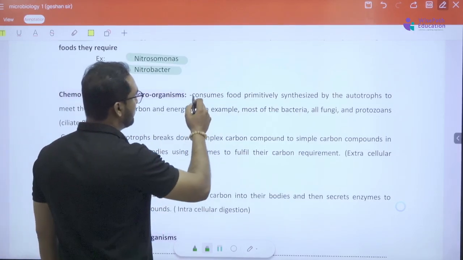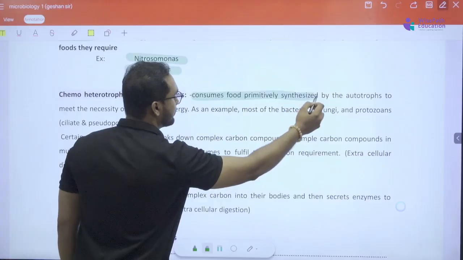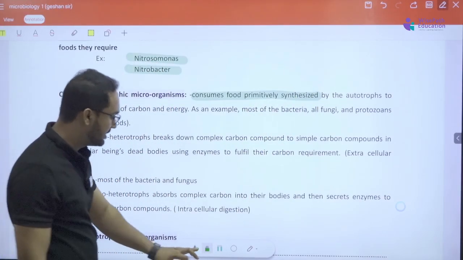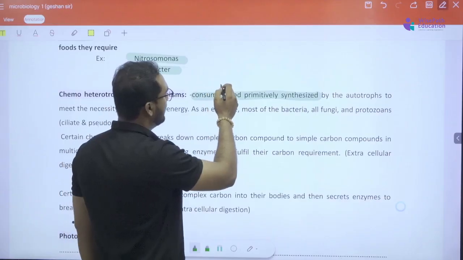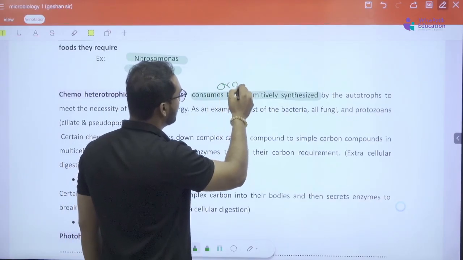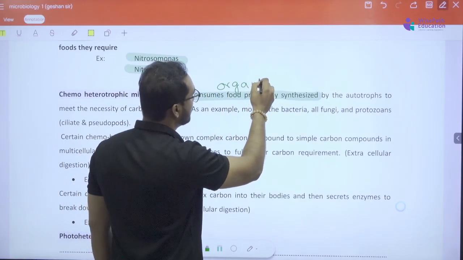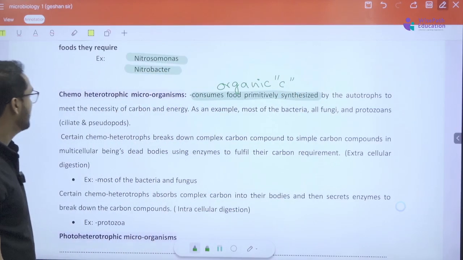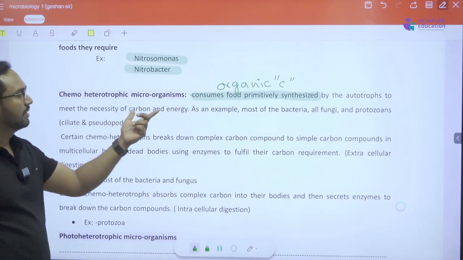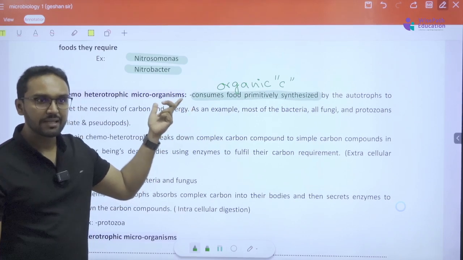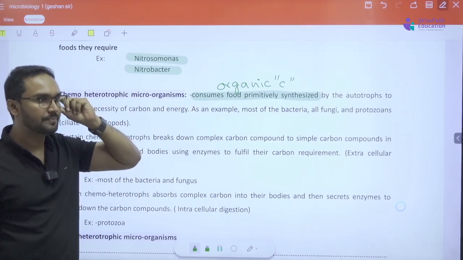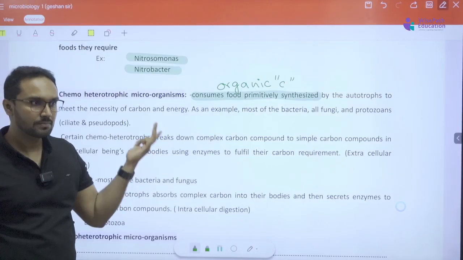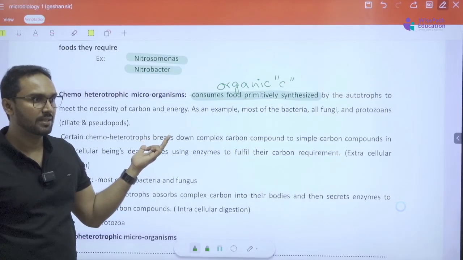So consume food primitively produced, right? Consume the food primitively synthesized. What does it mean there? Which means organic carbon, right? Which means the organic carbon is the carbon resource produced by autotrophs to meet the necessity of carbon and energy. Now there is a specificity there. The energy resource and the carbon resource both are organic carbon or the produced food.